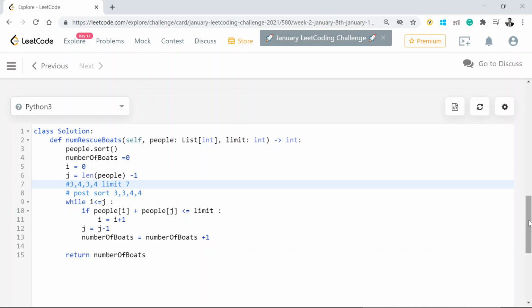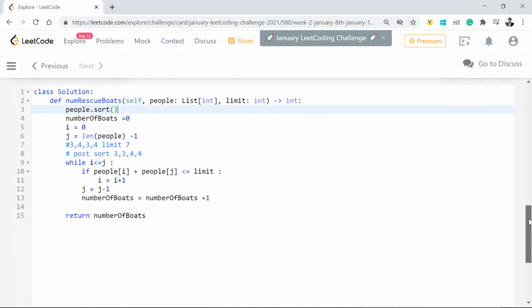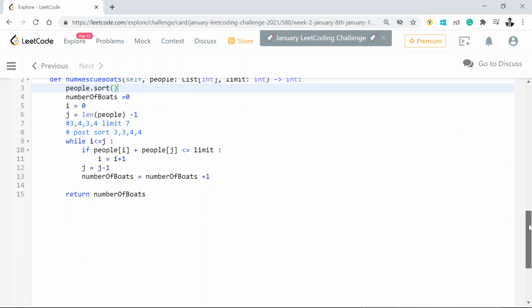So this is it. If I talk about complexity, we are doing a sorting. That means it's n log n in the worst case scenario, and then in the best case scenario it will be of log n, right? Because then we don't have to do a sort.